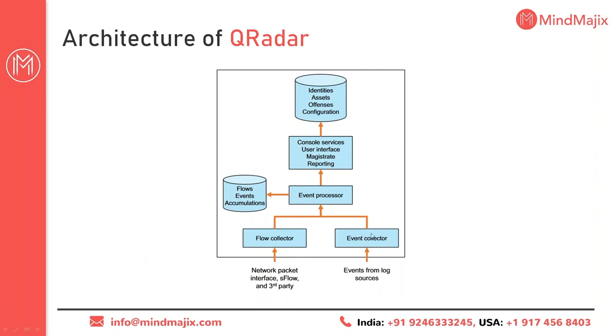So once they receive data from both collectors, they will normalize it and send it to the processor. The processor will save that data. First of all, they will archive it, okay, then they will save that data into this. Now this thing over here is where they have written flows, events and accumulations.